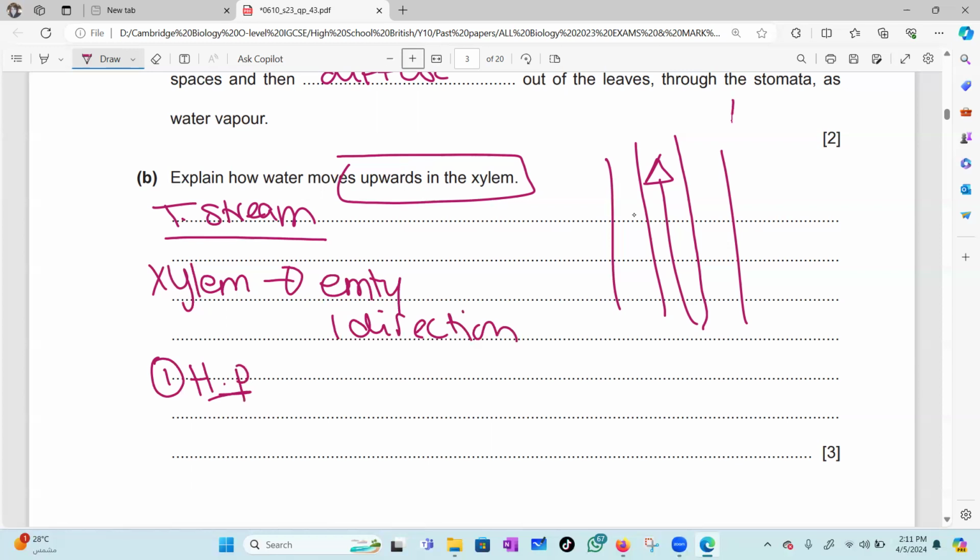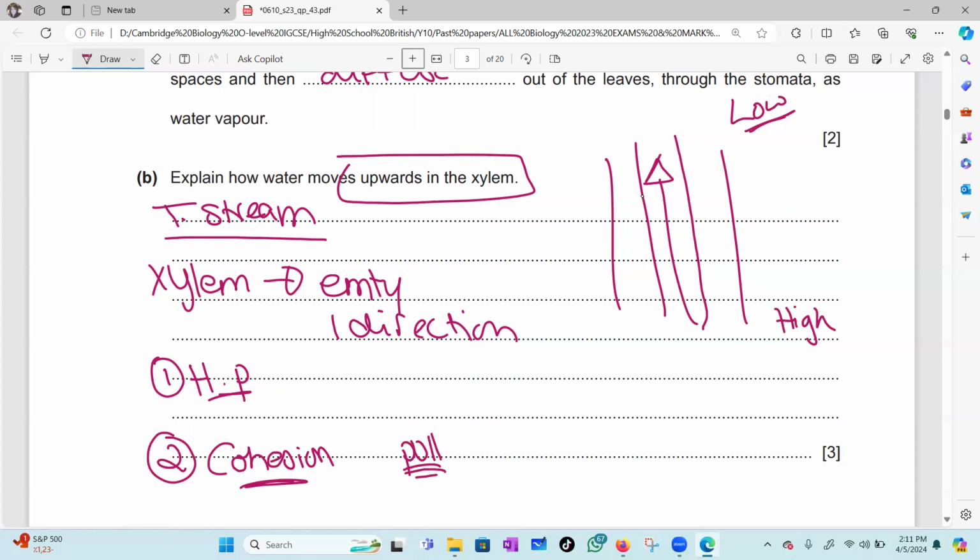I have low pressure at the leaves due to the evaporation of water. I have high pressure, high water pressure at the roots, and this change in hydrostatic pressure or change in water pressure will pull the water up the xylem, and explain it. And there's another reason. The forces of cohesion. Correct, the forces of cohesion, which is the forces of attraction between the similar water molecules that will pull the water up the xylem.